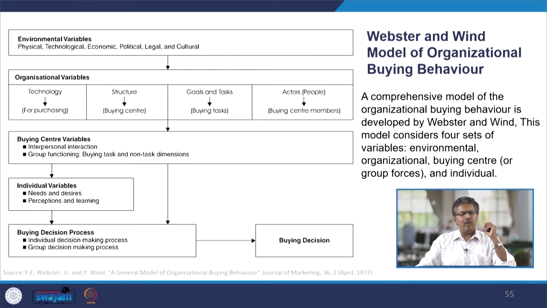When it talks about environmental variables, it largely talks about the physical, technological, economic, political, legal and cultural issues. Physical, for example, means the geographical climate of a place, the distance from the port, the availability of raw materials like ores and all. These are some of the environmental variables the authors have categorized, and these also influence the organizational variables.